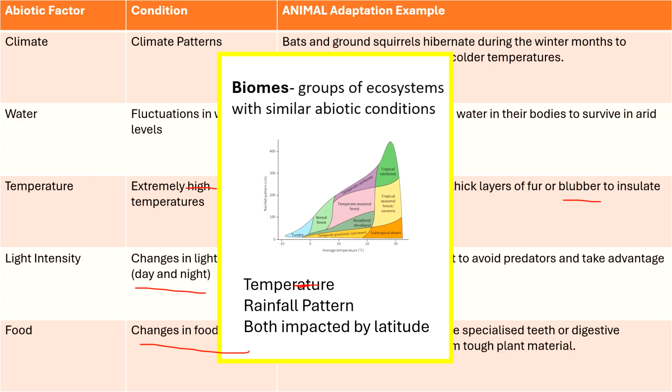Now looking at biomes. They're a group of ecosystems with similar abiotic or non-living conditions. They're impacted mainly by these two conditions, which are temperature and rainfall pattern. As you might see from this graph, it's not that big, I apologize. Just have in mind as well that they are both impacted by latitude.